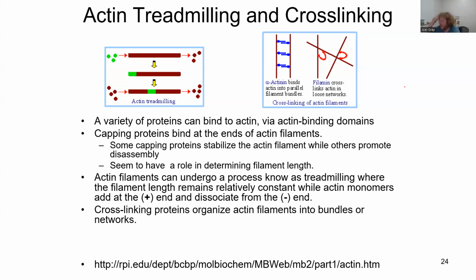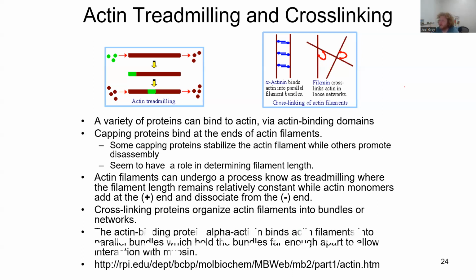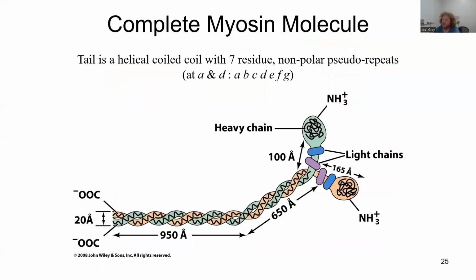Cross-linking proteins organize actin filaments into bundles or networks, and the actin protein alpha-actinin binds actin filaments into parallel bundles, which hold bundles far apart to allow interaction with myosin. Now, it's this interaction with myosin that we're really going to get after. So what I want you to know so far is the confines of one sarcomere, Z disc to Z disc, or Z disc to M line to Z disc. What are the proteins that are associated with that?